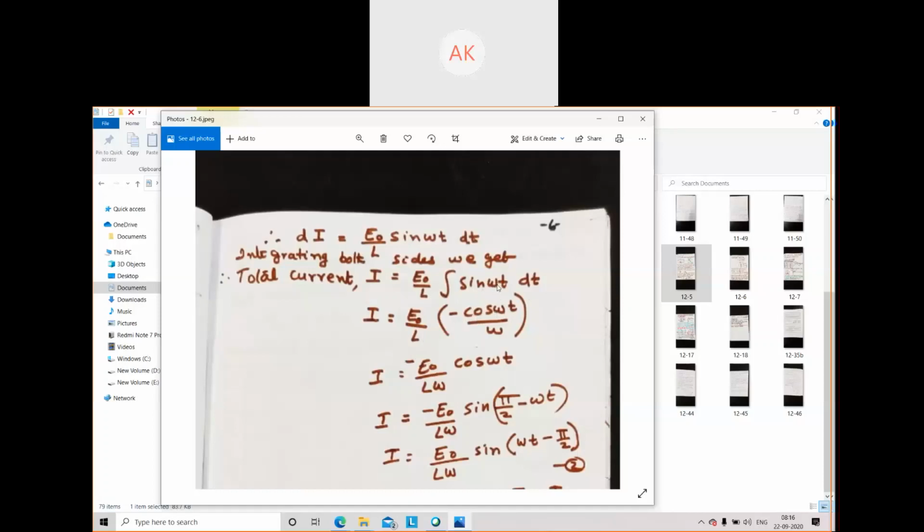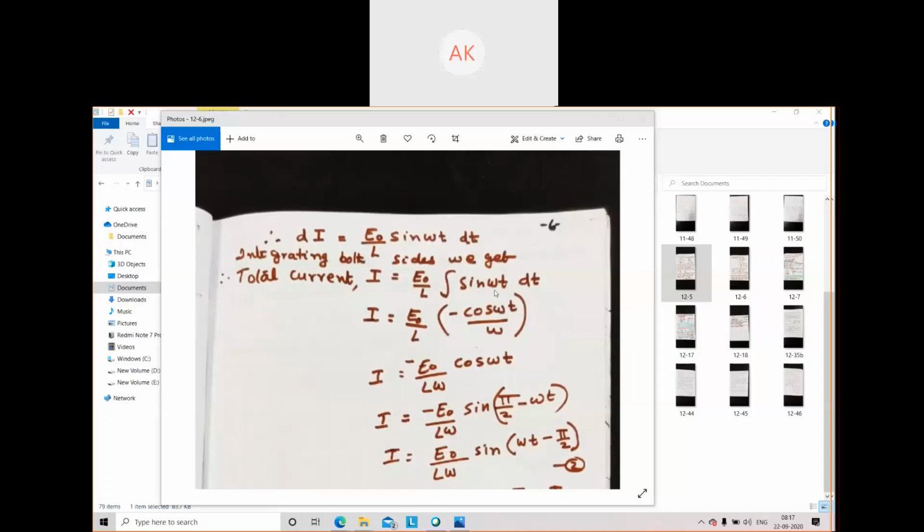Again, you have to differentiate this part, d by dt of omega t. What is it? You all know differentiation now, because you have studied differentiation. What is d by dt of omega t? Omega into dt by dt, which is omega. So, with that factor, you have to divide. In differentiation, we multiply with that factor, but in integration, we divide with that factor. When you study integration, you will learn more about that.